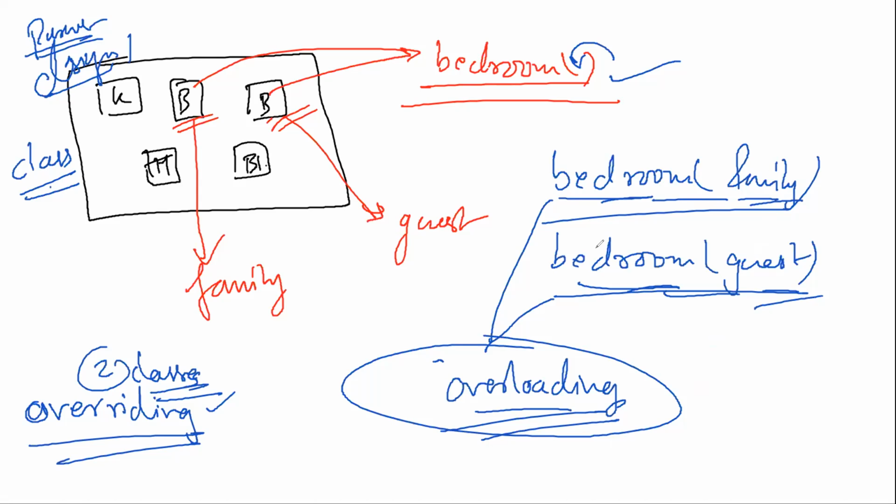new words right now. So Sandeep is saying, can we overload with different classes? No, it is not possible to overload with different classes. Mean one bedroom in parent class and another in child? No, that is not possible. That is known as overriding. What you are saying is known as overriding.